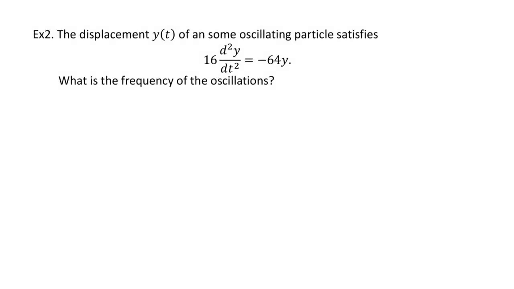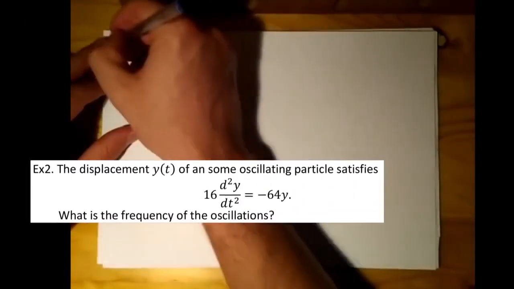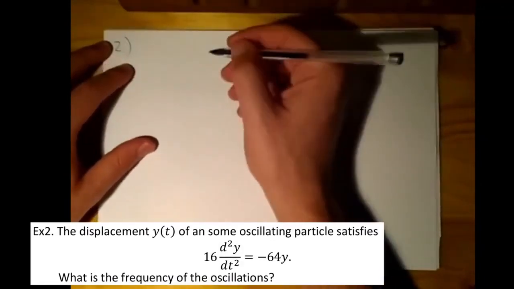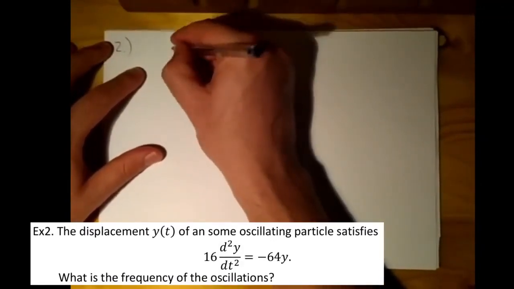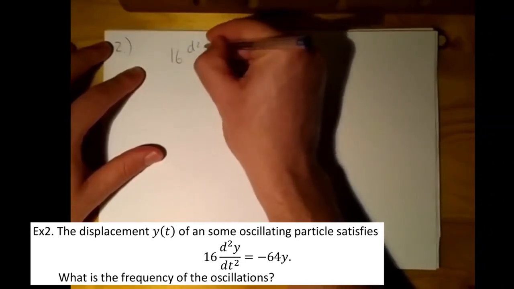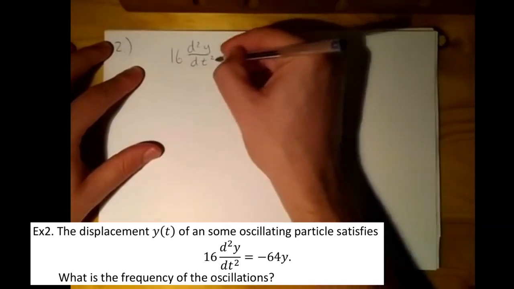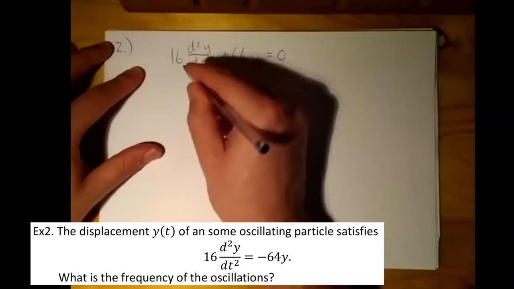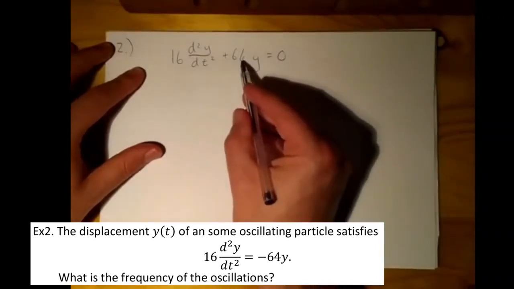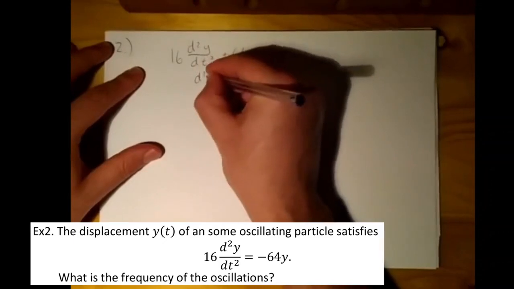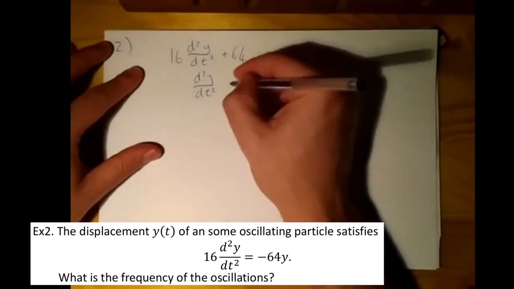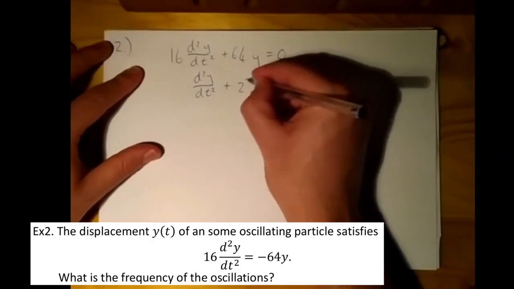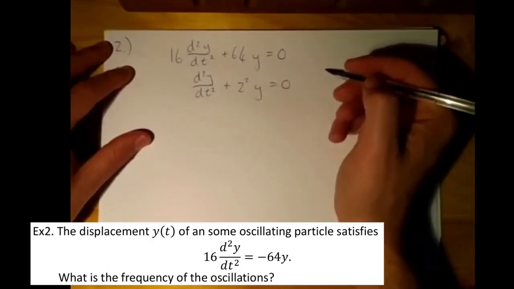Right, so exercise 2. We've got that the displacement function satisfies the given differential equation, and we're asked for the frequency of the oscillations. Okay, so let me rewrite that differential equation a little bit. 16 times the second derivative of y with respect to t squared plus 64 y is equal to 0. I divide by 16, then 64 divided by 16 is 4, that's 2 squared. So the second derivative d squared y over dt squared plus 2 squared y equals 0.